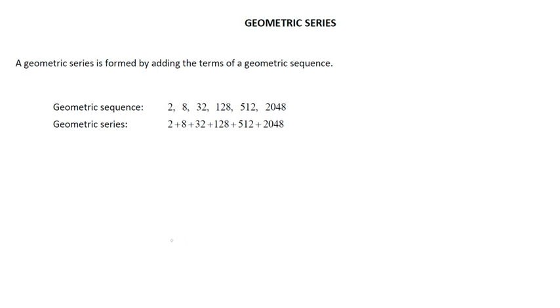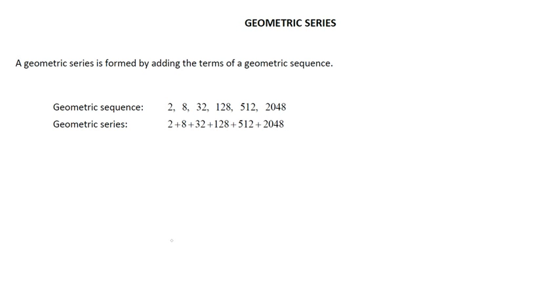Okay, geometric series. A series, be it arithmetic or geometric, is the sum of the terms. So a geometric series is formed by adding the terms of a geometric sequence. Basically replacing commas with plus signs, right? So you're adding it up.